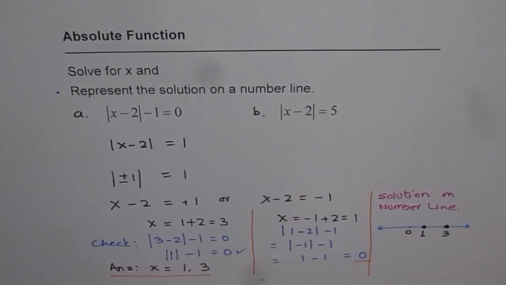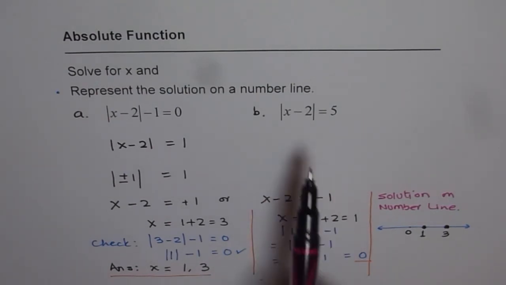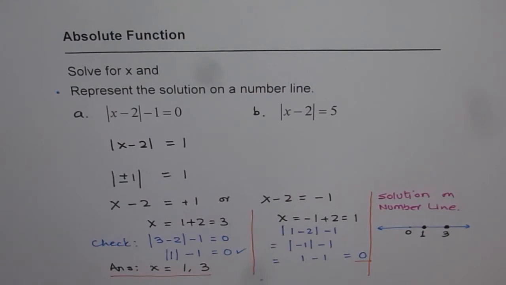Now I'd like you to solve absolute value of x minus 2 equals 5 using this method, right? That means x minus 2 could be plus 5 or minus 5, which will give you two solutions, and then you can represent your solution on a number line as we did for part A. I hope that helps. Thank you and all the best.